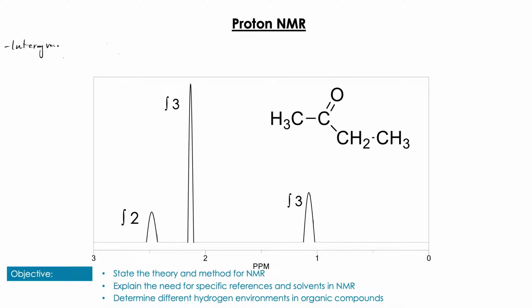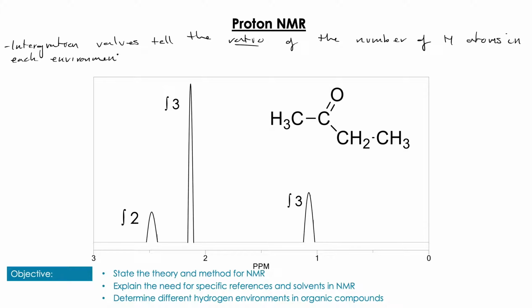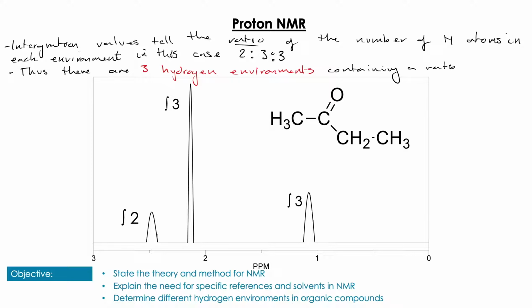So the other piece of information we need to pay attention to is the ratios. And these are given by integration values that are usually on the graph. You either measure these or they're given as numbers. And they tell us the ratio of number of hydrogens in each of those environments. For example, in this case, we have a 2:3:3 ratio. So this tells us that there are 3 hydrogen environments in this molecule. That's 3 different types of hydrogen, and they are at a ratio of 2:3:3.